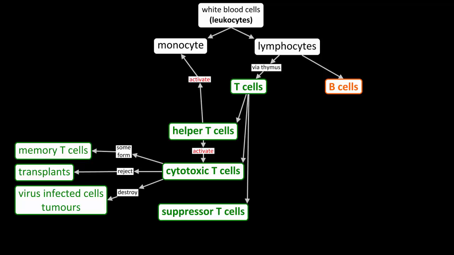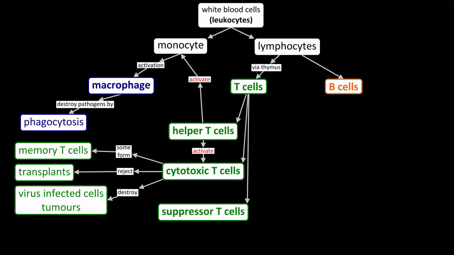The helper cells also activate the monocytes. These then develop into macrophages, which by phagocytosis destroy the pathogens. Phagocytosis means they enclose the pathogen inside the cell. Parts of the pathogen are then presented on the surface of the macrophage and presented to the helper T cells.